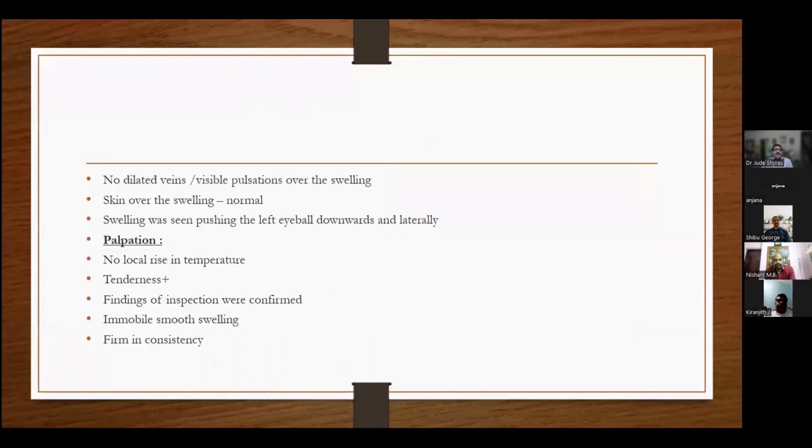There were no dilated veins or visible pulsations over the swelling. Skin over the swelling was normal. The swelling was seen pushing the left eyeball downwards and laterally. On palpation, there was no local rise in temperature. Tenderness was present. Findings of inspection were confirmed. There was an immobile smooth swelling which was firm in consistency.